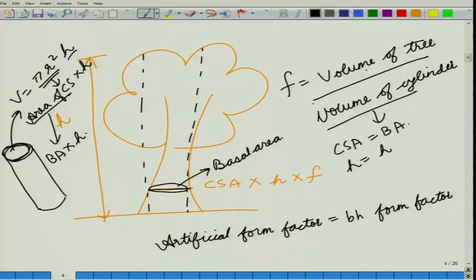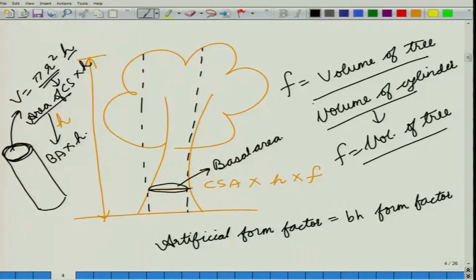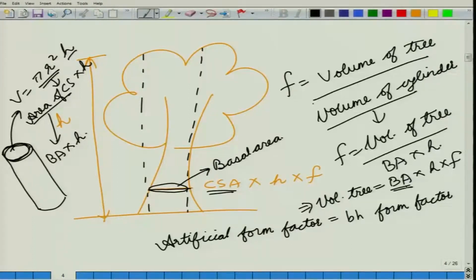So, if we come to this equation, the form factor will be given by F is equal to the volume of tree divided by the basal area into height h. So, we can find out the volume of tree is equal to the basal area multiplied by height multiplied by the form factor. Here the cross sectional area and the basal area are the same, so this will give us the volume of the tree.